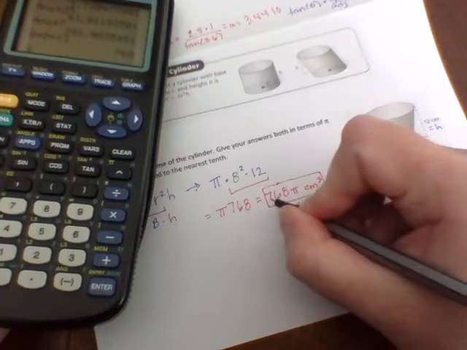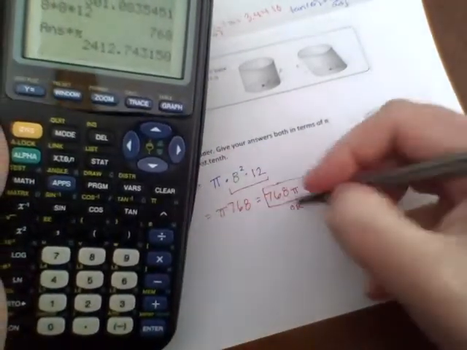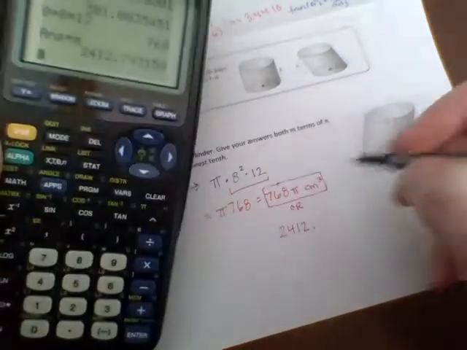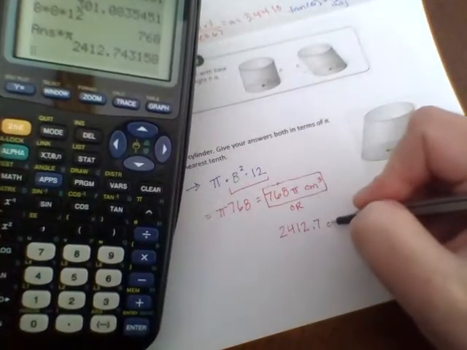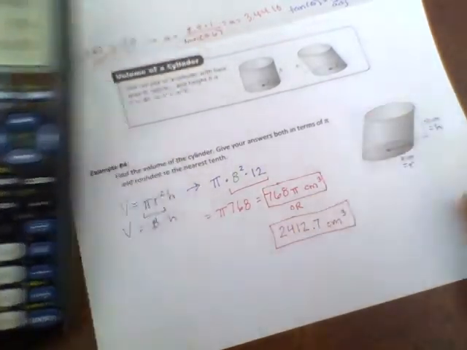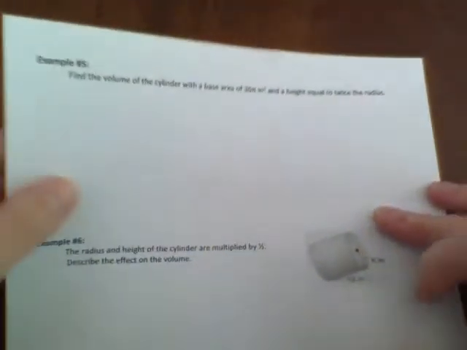But we could also actually take 768 and multiply by pi and get the number of 2,412.7, rounding to the nearest tenth, centimeters cubed. All right. There is our fourth example. Moving on to example 5.